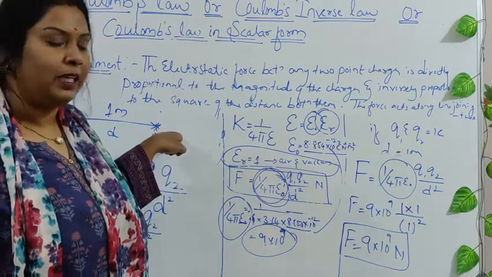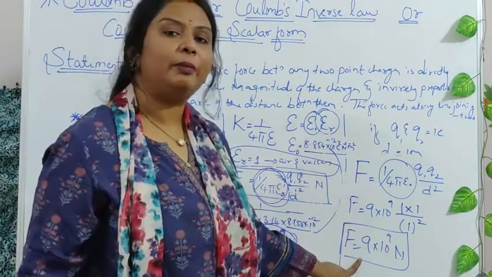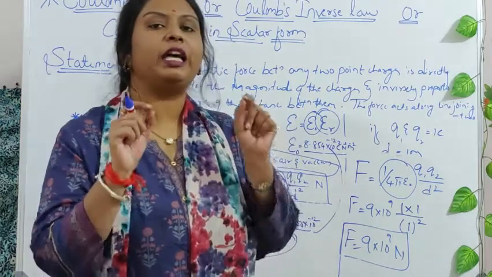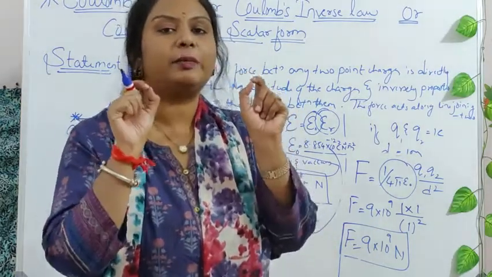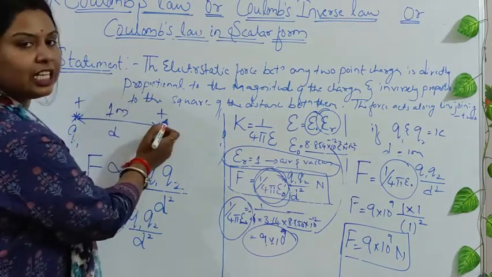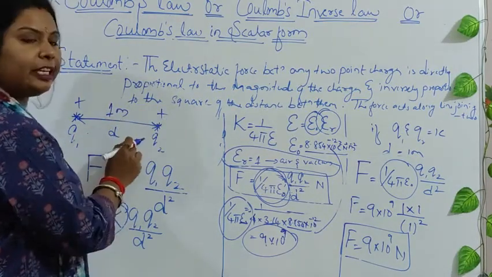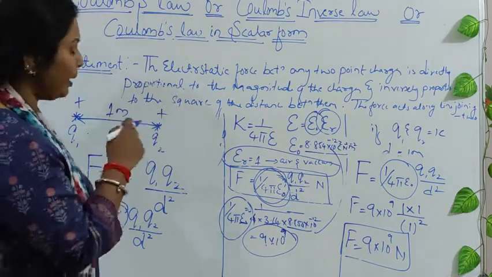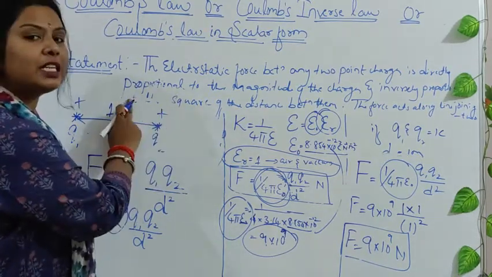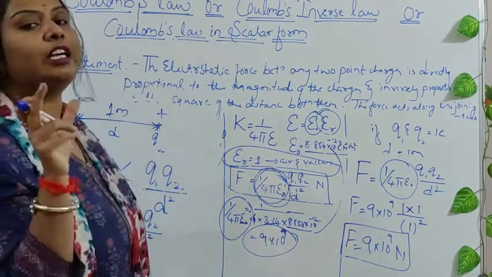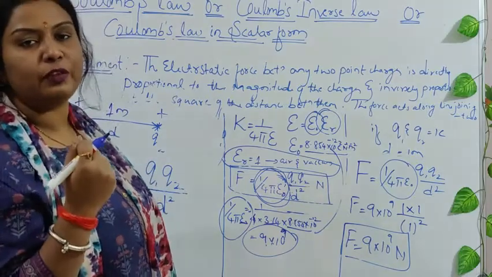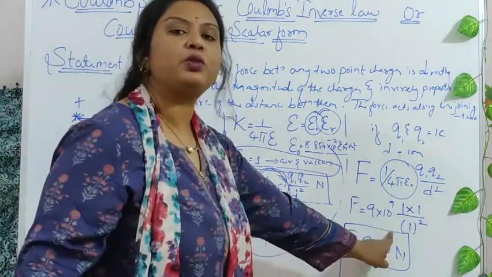Now this is the force between the two charges when they are kept in air or vacuum. This force can be either repulsive or attractive depending upon the charges present. For example, if Q1 and Q2 are positively charged, with a distance of 1 meter between them and magnitudes of 1 coulomb each, what will be the force between them? It will be repulsive because they are like charges. The amount of the force between them is 9 into 10 raised to 9 Newton.